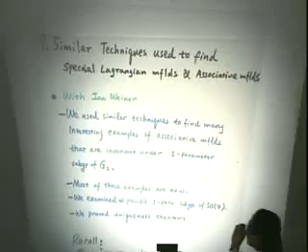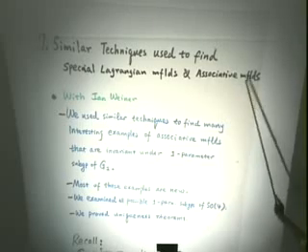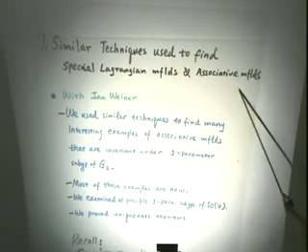Okay, so you get an idea what's going on. Now, this is Cayley cycles. Similar techniques are used to find special Lagrangian manifolds and associative manifolds. Special Lagrangian, I found many of them, it's already known, to be honest. But the associative manifolds, we have interesting examples.